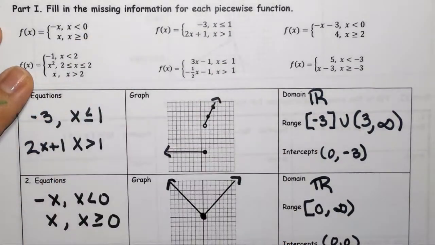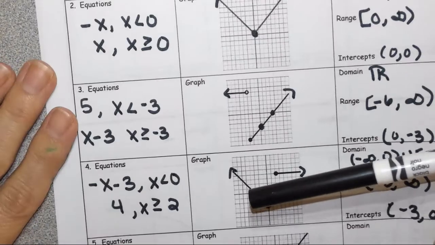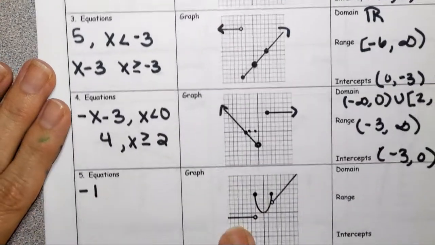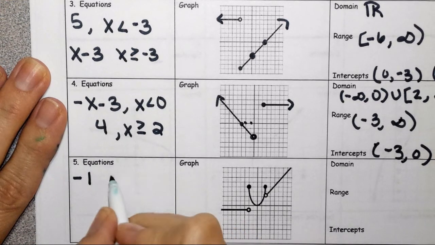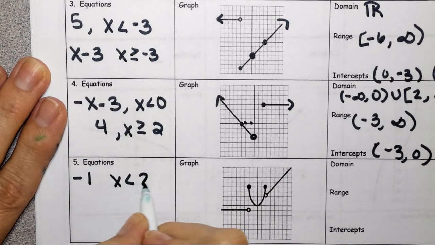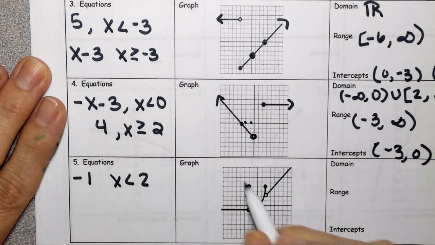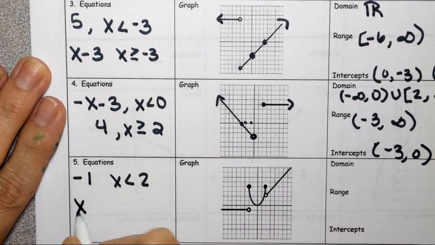So I'm going to go copy all 3 of these into the blanks that say equations. It says I'm going to have a horizontal line at -1, and I do. And it says it's going to go where x is less than 2, open circle, and I do. It says I'm going to have a parabola shape.